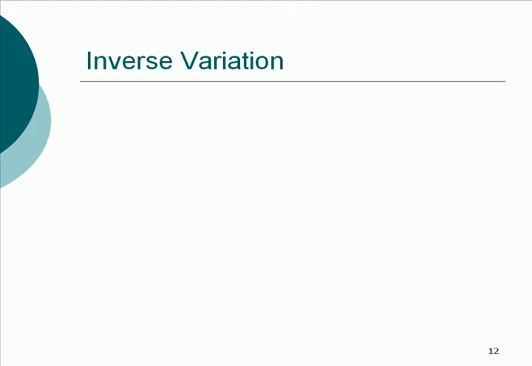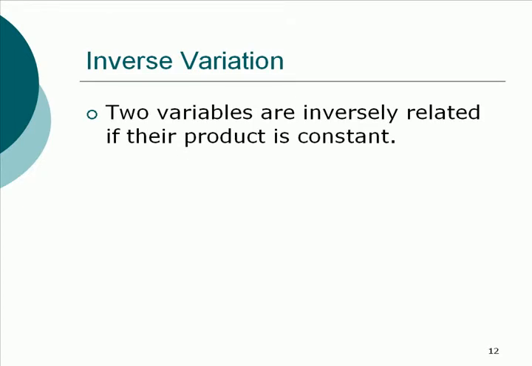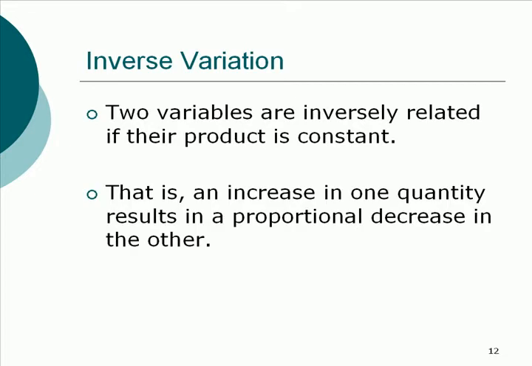All right, well, inverse variation. If direct variation is like an elevator, where both quantities are in the elevator, one goes up, the other one goes up, inverse variation is like a seesaw. One goes up, the other goes down. Two things are said to be inversely related if their product is constant. That is to say, if you multiply the two things together, you always get a constant value. In general, it just means that an increase in one quantity results in a proportional decrease in the other.